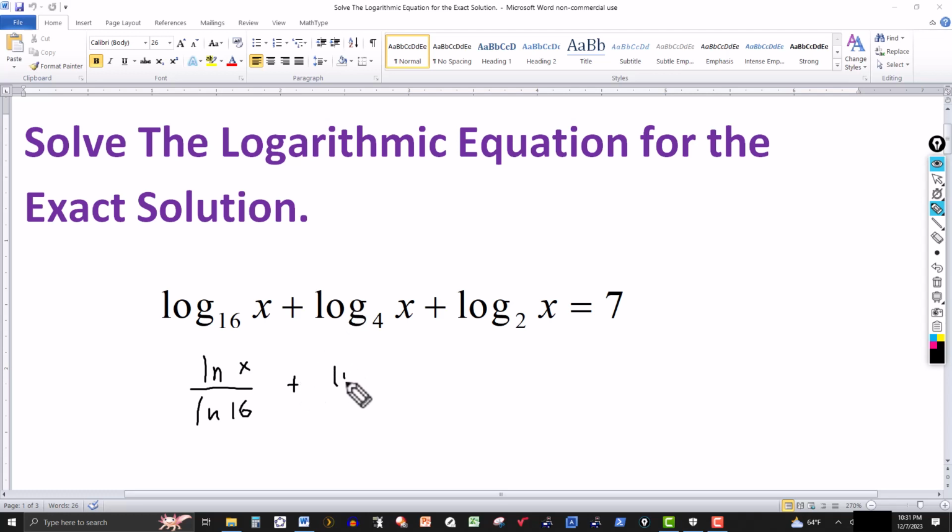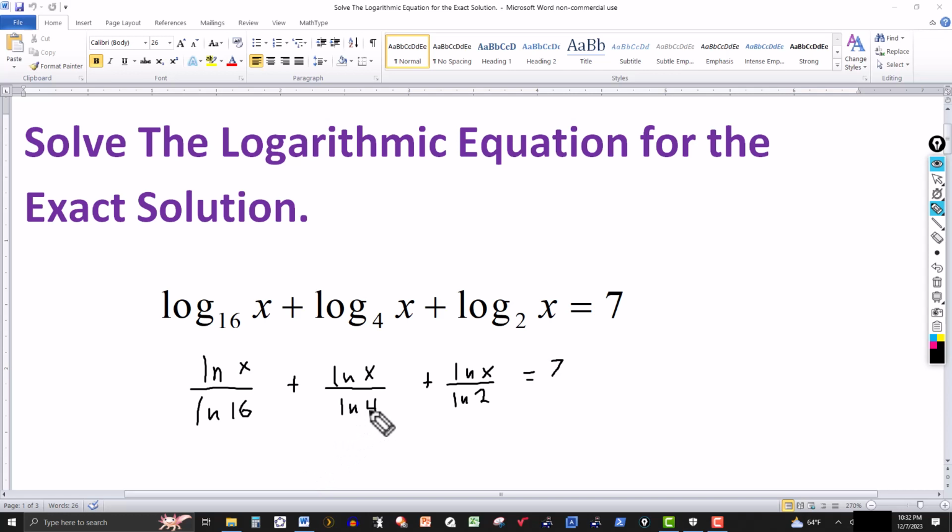So this will be natural log of x, and then the natural log of whatever the base is, in this case 4. And then the next one, it's the natural log, then changing the base: natural log of x over the natural log of the base for that log, which is 2. You get this, and then it's equal to 7. So on the right, we just have a number, so we're not messing with the natural log there. It just stays at 7. And then I'm going to rewrite this.